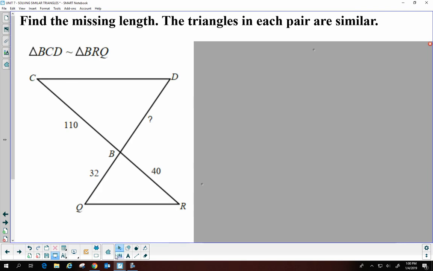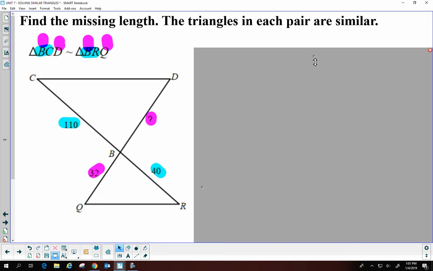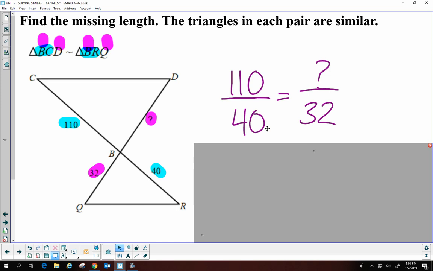So we can employ the same idea here. BC is 110. It goes with BR, which is 40. BD, the first and last letter, question mark, goes with BQ. That's 32. And so we can write those two fractions, 110 over 40 and question mark over 32.